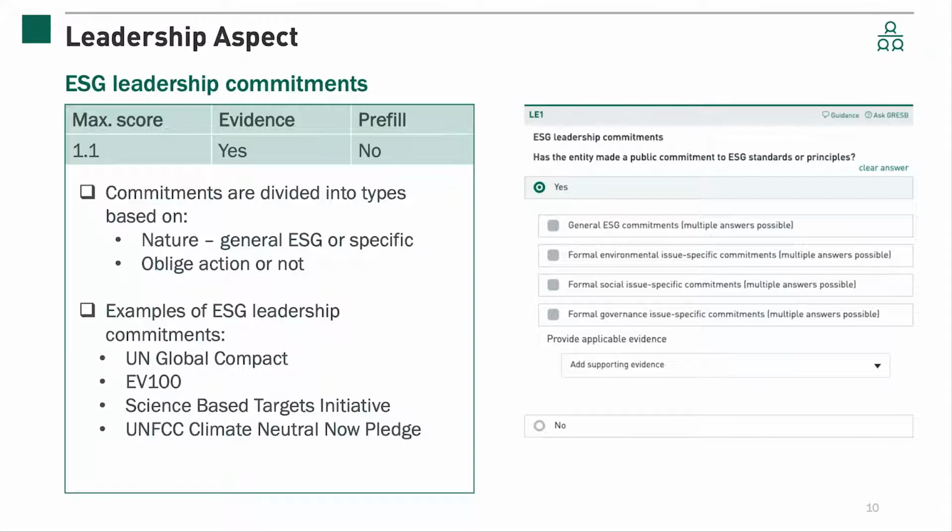As for all indicators, a context box is provided at the end of each indicator should the entity wish to provide more context to investors or fund managers reviewing the entity's report. This is optional and for reporting purposes only.